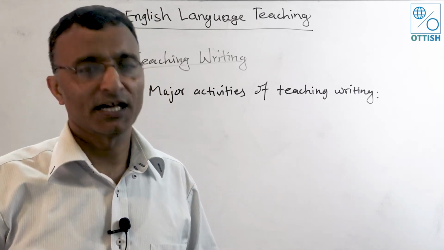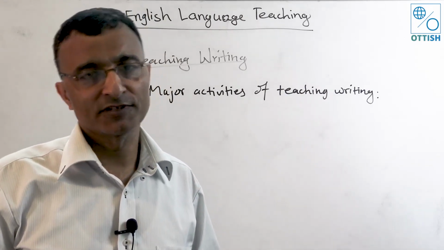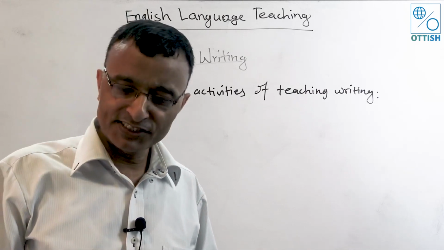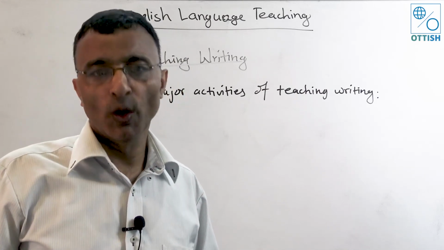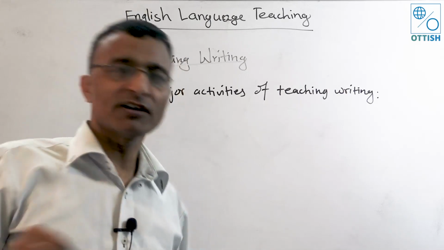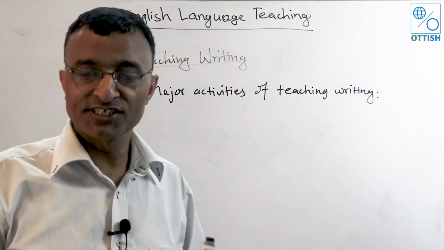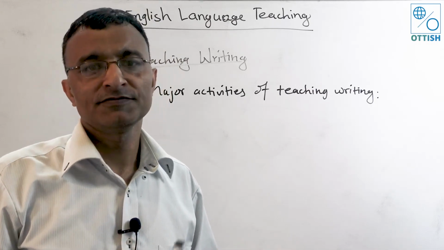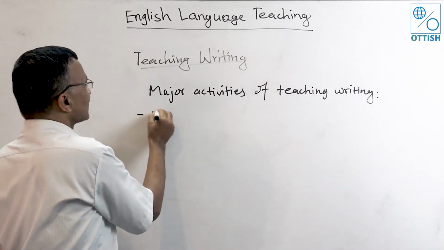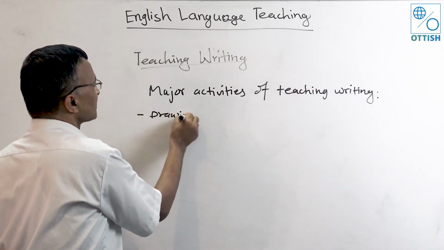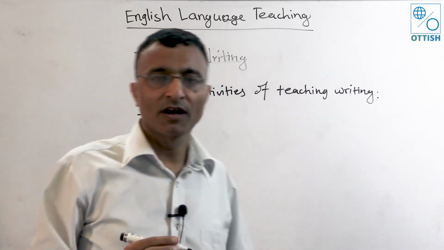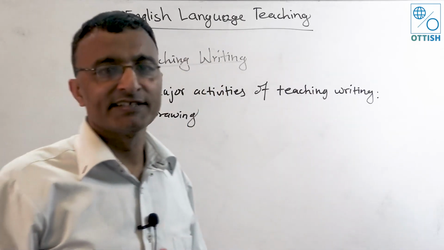To write alphabet letters, they are practiced to hold the pencils and draw lines, circles, and so on. So this is the beginning step of writing. This is also known as one activity, but it is the first step of teaching writing.